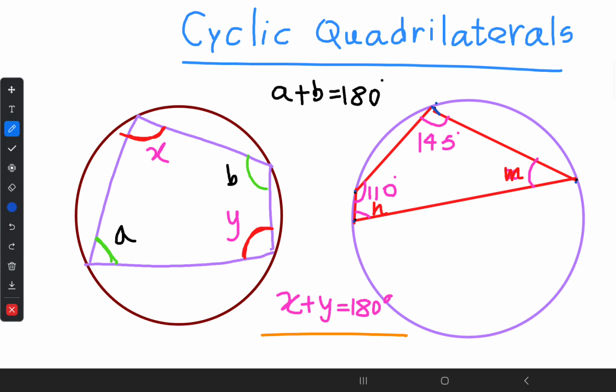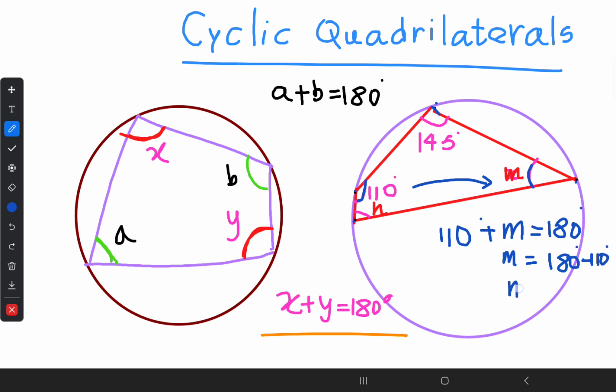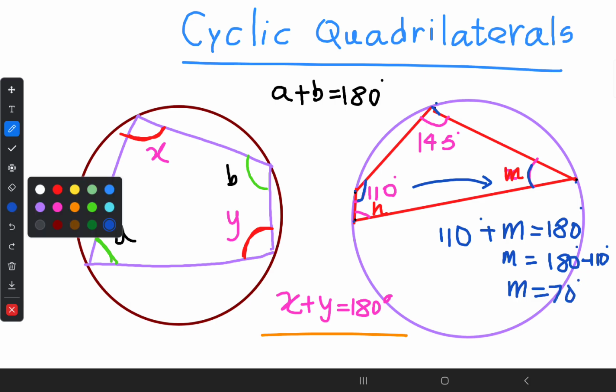So here we can apply these theorems to this question. What does it say? Opposite angles of a cyclic quadrilateral should be supplementary angles. So 110 and its opposite angle M, the sum of them will give you 180 degrees. To find the magnitude of M, from 180 you subtract this 110. That will give you M as 70 degrees.